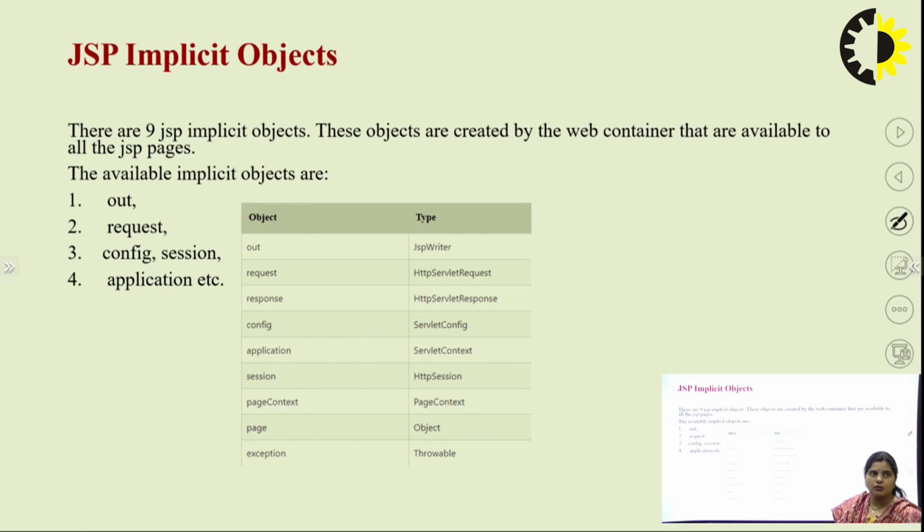Now, what are the implicit objects in JSP? Basically, we have 9 JSP implicit objects, and these objects are created by the web container and are available to all the JSP pages. The available implicit objects are out, request, config, session, application, which we commonly use. Here the objects are displayed with their types. The objects are out, request, response, config, application, session, page context, page and exception. So these are the implicit objects which we are using in JSP pages, and these are their types.